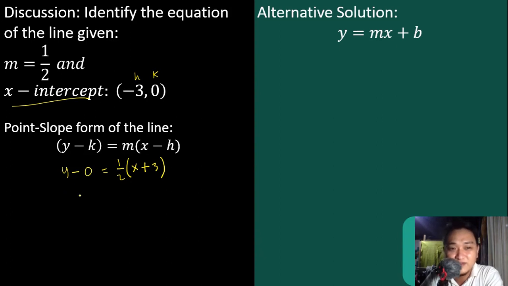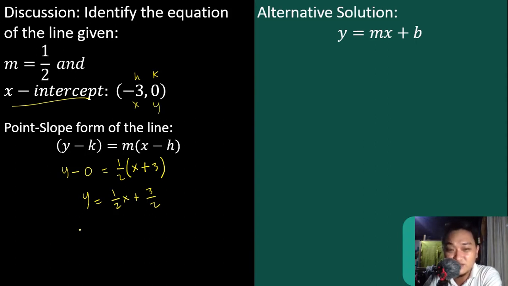Now, solving this further, we have y minus 0 is just y, equivalent to 1 half x, that is 1 half times x, plus 1 half times 3, which is 3 halves, or 3 over 2. So, we now have an equation of the line. Now, let us check if what we got is correct. Maybe we made a mistake. So, let us make use of this coordinate where the value of x is -3 and the value of y is 0.